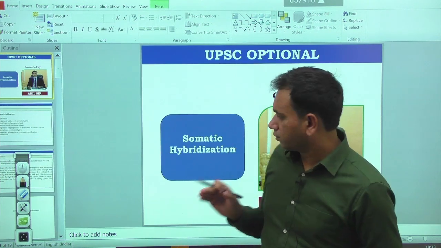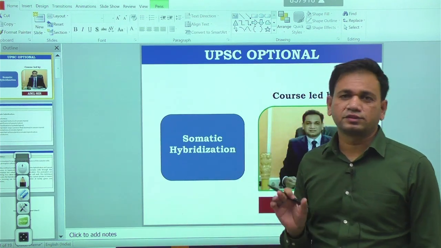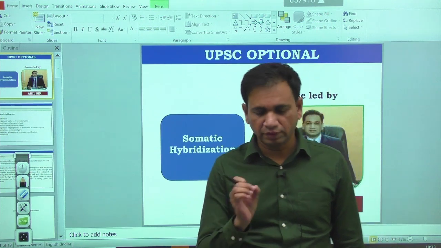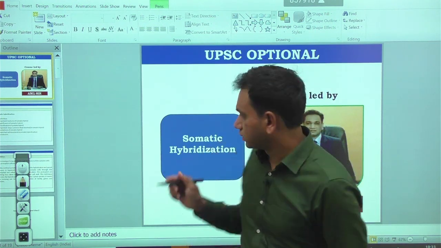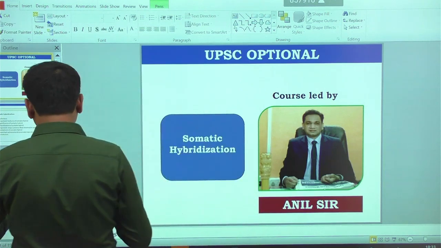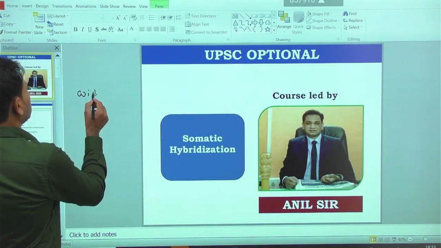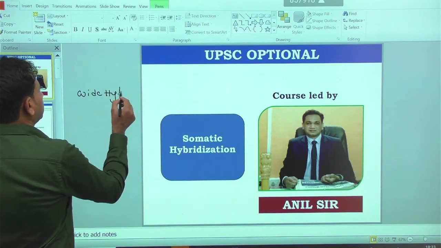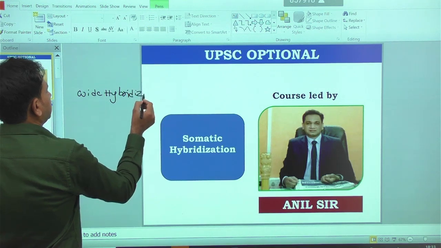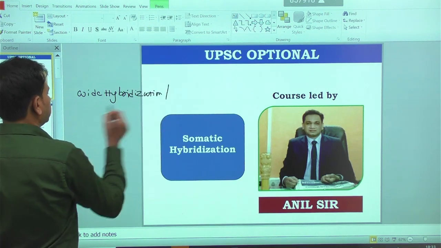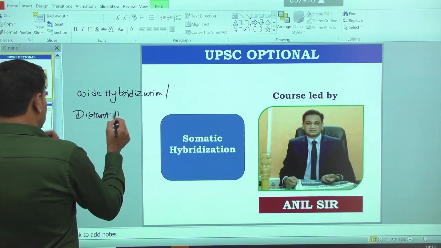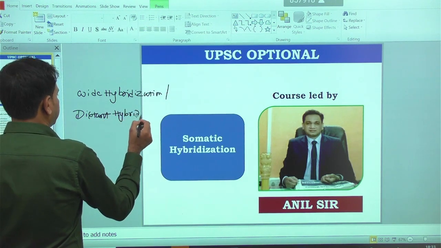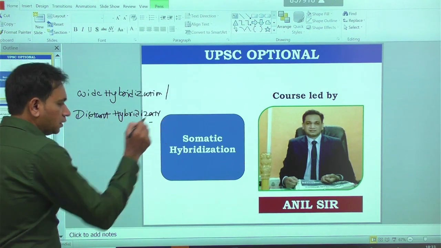Today we are discussing the synopsis of somatic hybridization. Somatic hybridization is sometimes also called wide hybridization, or sometimes also called distant hybridization. Look at the board here.